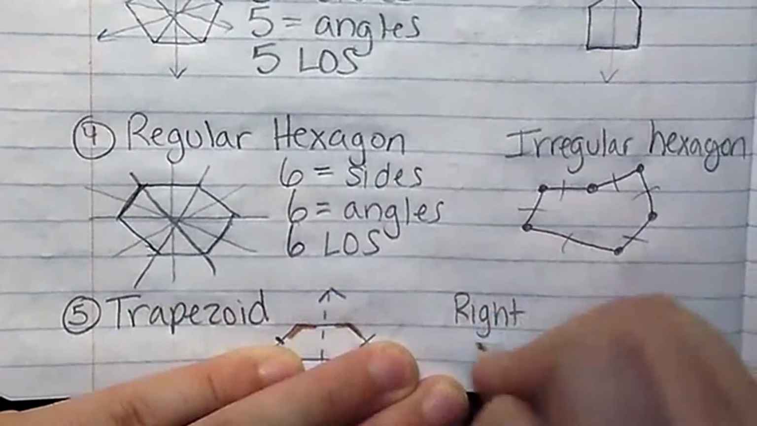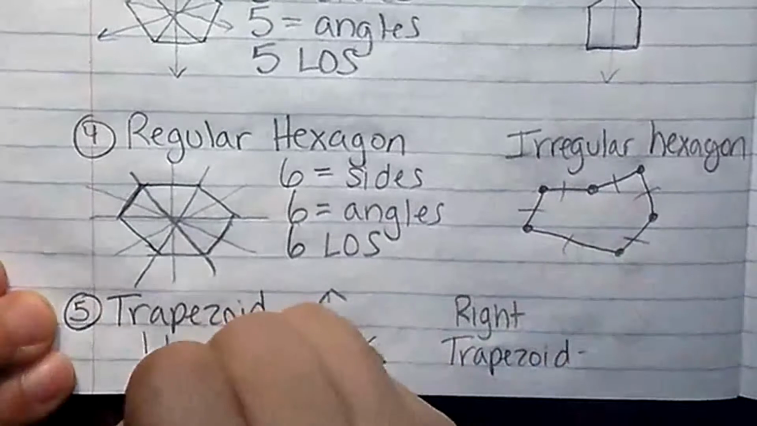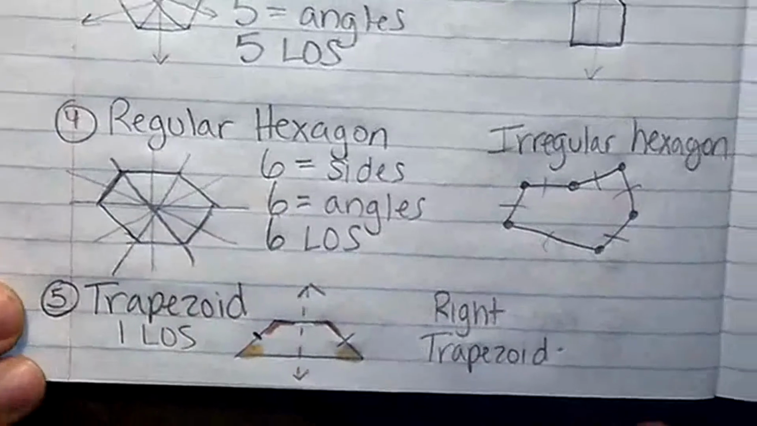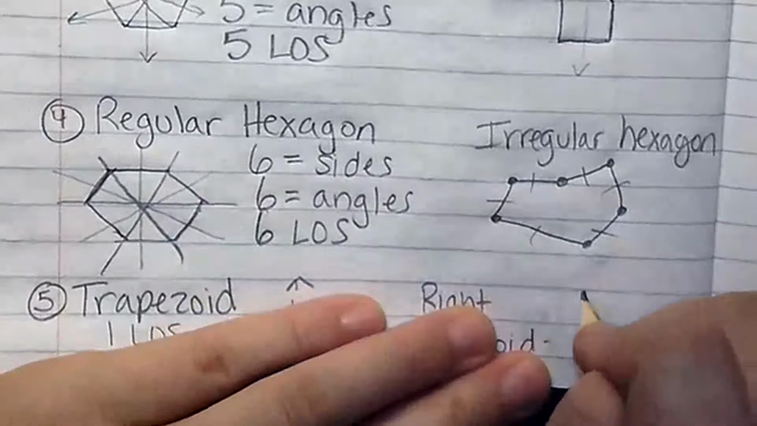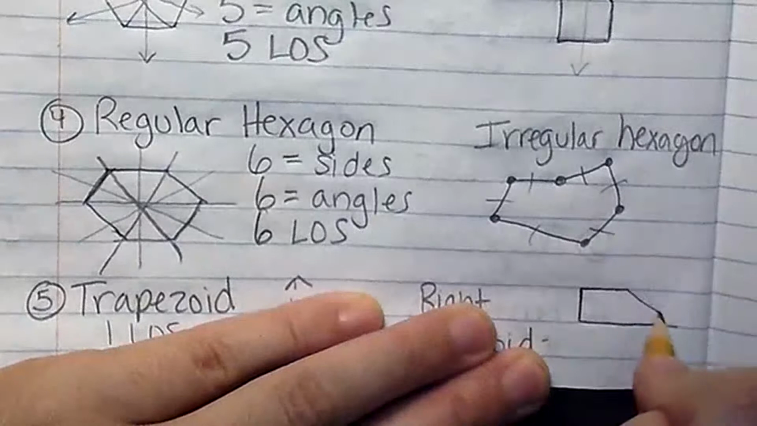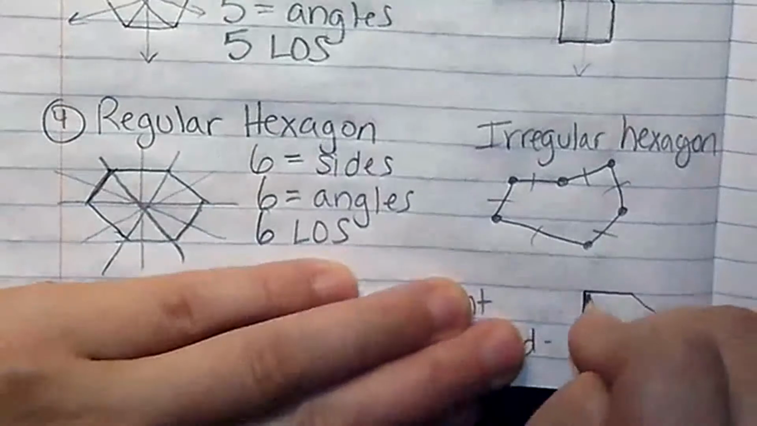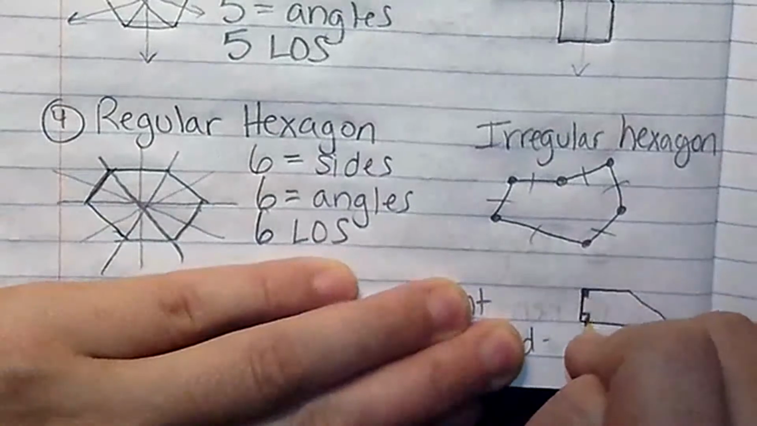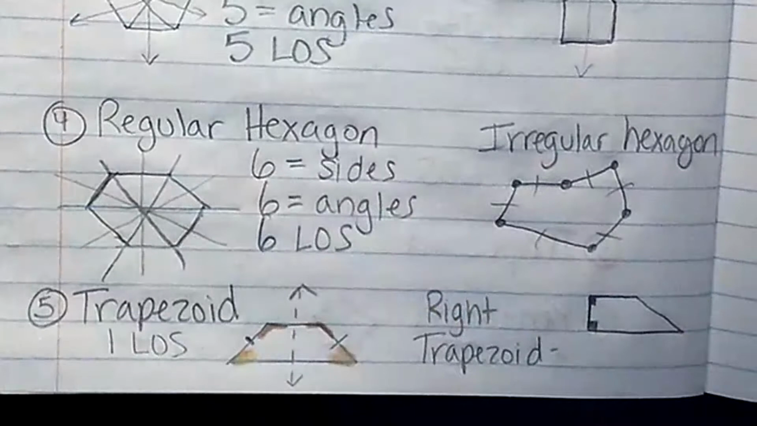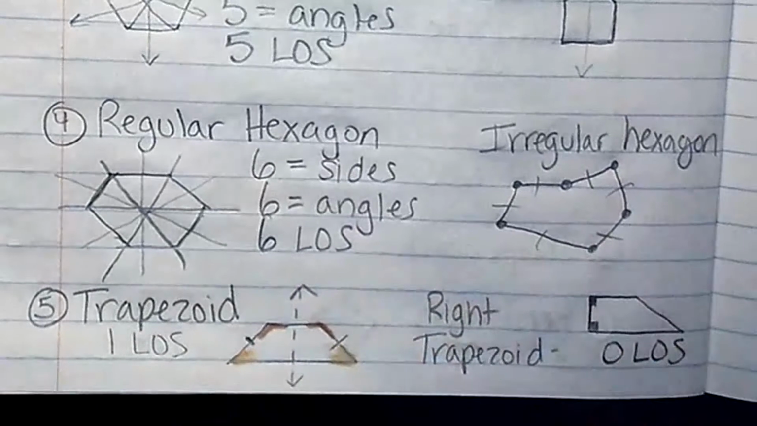What do you suppose that a right trapezoid has? A right trapezoid has 1 right angle. Does that right trapezoid have any lines of symmetry? I see the right angle, it's right here. Or it could be down here. Look, we have 2 right angles. But does it have a line of symmetry? No. So we would say a right trapezoid has no lines of symmetry.